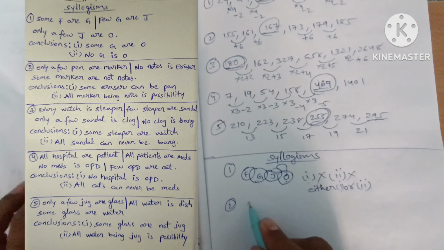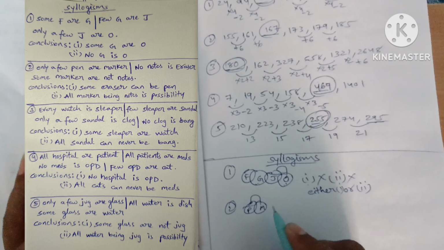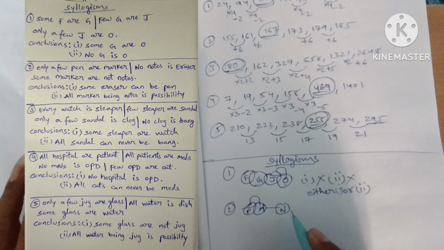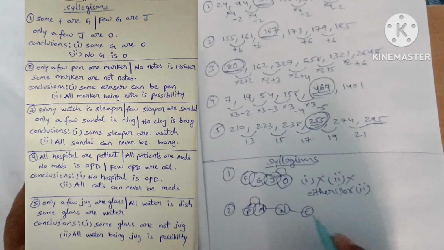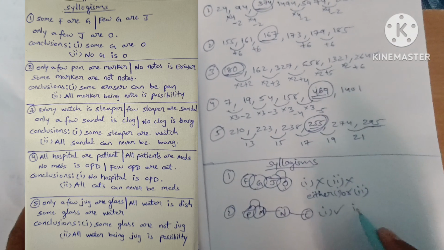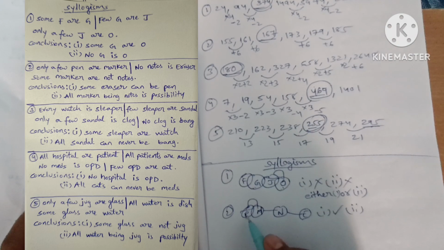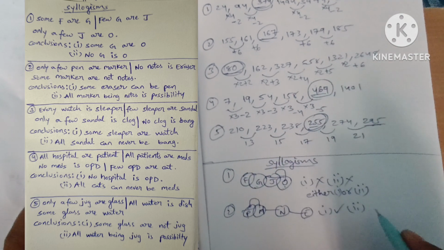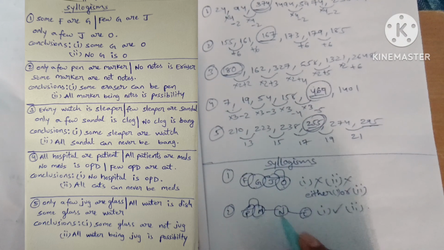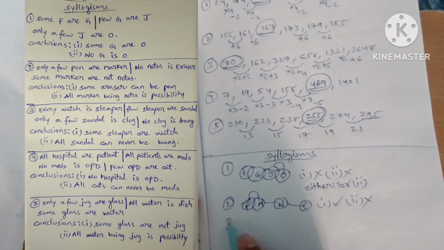Second one: Few, only a few pen are marker. Some markers are not notes. No note is eraser. Some erasers can be pen. Yes. So second one, all markers being note is a possibility. No. Only 1.